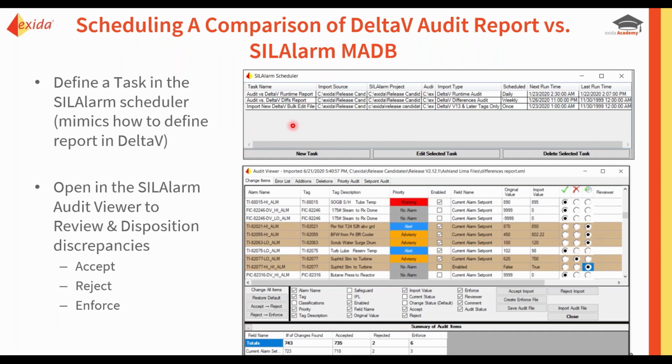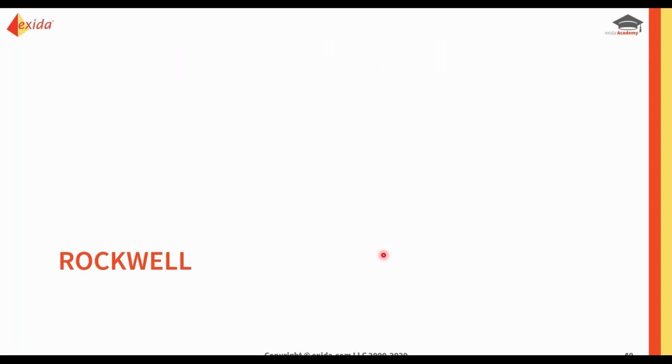And then in SILAlarm, we can define a scheduler that will automatically grab that report created in DeltaV and import it into SILAlarm and create the same audit report that you would if you did it manually. So you could come in the next day and see the results of your audit, pull that off into Excel, and then send that out for review.